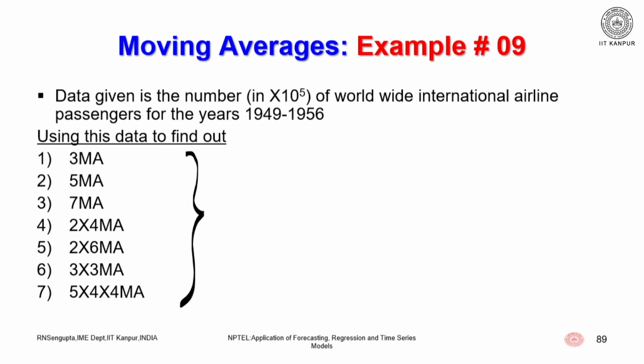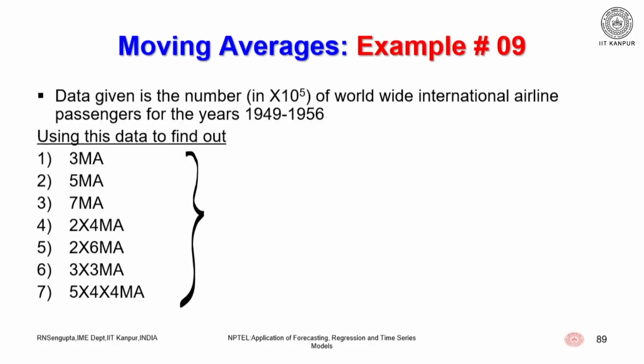Then the 4th and 5th are 2 cross 4 and 2 cross 6. So, 2 cross 4 means we have a 4-month average and then find the average of such 2 blocks, hence it is 2 cross 4. When it is 2 cross 6, we find the average of such a block of 6 and then find the average of such 2 blocks. And finally, the 6th one gives us 3 cross 3, that means we find the average of 3 such values and then find the averages of the averages taking such 3 blocks. So, 3, 3, 3, considered 3 times.